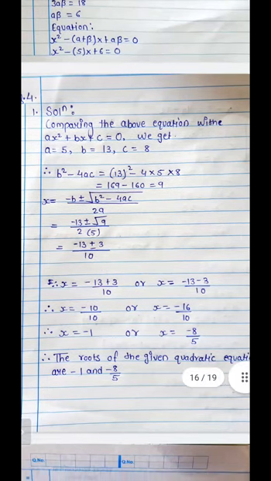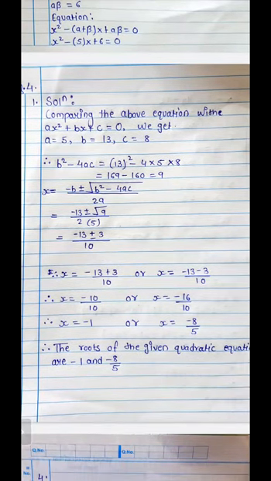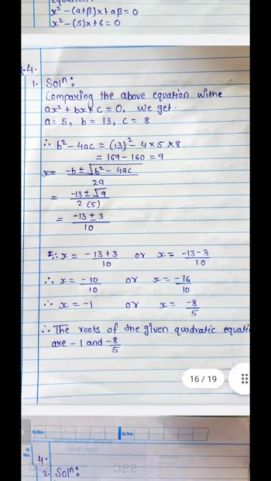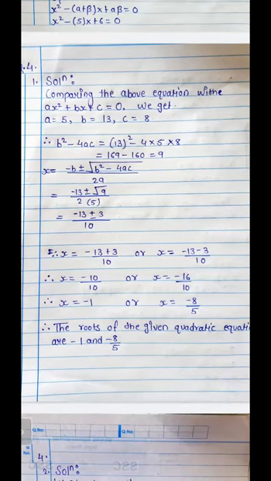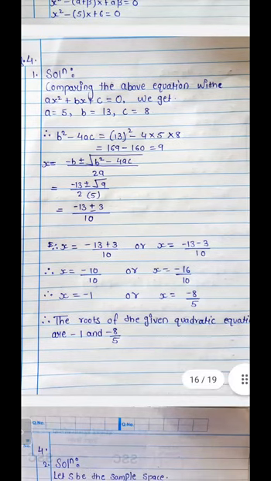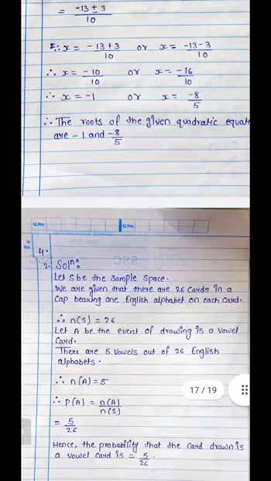10. Therefore, x is equal to minus 13 plus 3 upon 10, or x is equal to minus 13 minus 3 upon 10. We can also say that x is equal to minus 10 upon 10, or x is equal to minus 16 upon 10. By reducing it, we will get x is equal to minus 1, or x is equal to minus 8 upon 5. So, the roots of the given quadratic equations are minus 1 and minus 8 upon 5. This is question number 4, first sum. Now, question number 4, second sum.